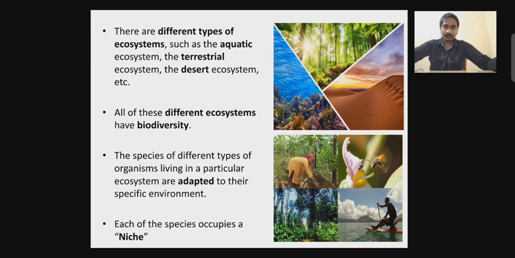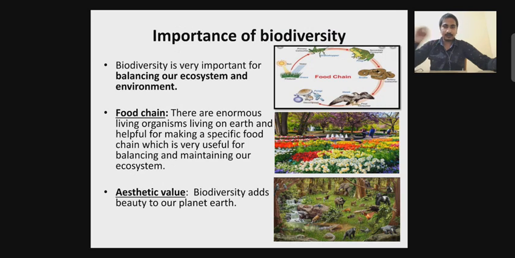So now I guess you can have an idea of what the term biodiversity is, or what the importance of biodiversity is. Now, importance of biodiversity: first and foremost, balancing our ecosystem and environment. Obviously, we have gone through various examples. Next is the food chain. If there is a diversified form of species, if there is biodiversity, there will be continuous cycling of the nutrients among the different levels.